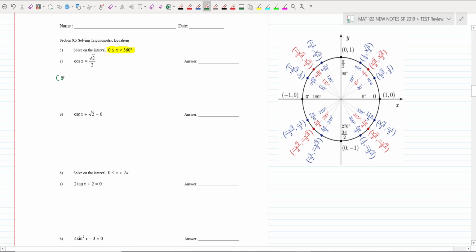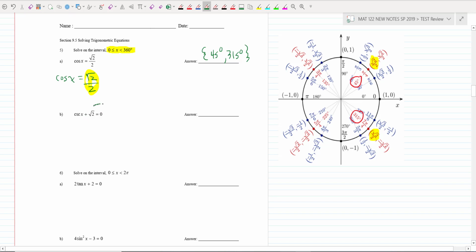So cosine of x equals square root of 2 over 2. Well, you just want to look on the unit circle and identify where the cosine is root 2 over 2. One place is here, the other place is here, and we want these answers in degrees, so our answers would just be 45 and 315. So you're just identifying the two angles in degrees where the cosine takes on that value of square root of 2 over 2. That's all you do on that one. The next one you have to isolate.